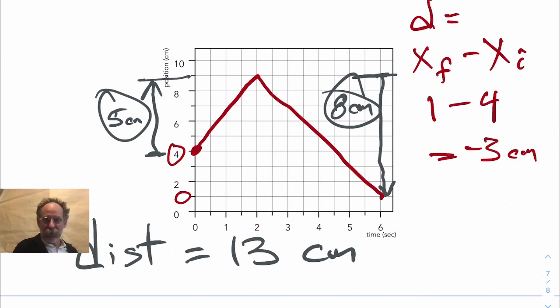So there you go. Those are some examples of distance and displacement, reading both on a number line and on a graph. Hope that was helpful.